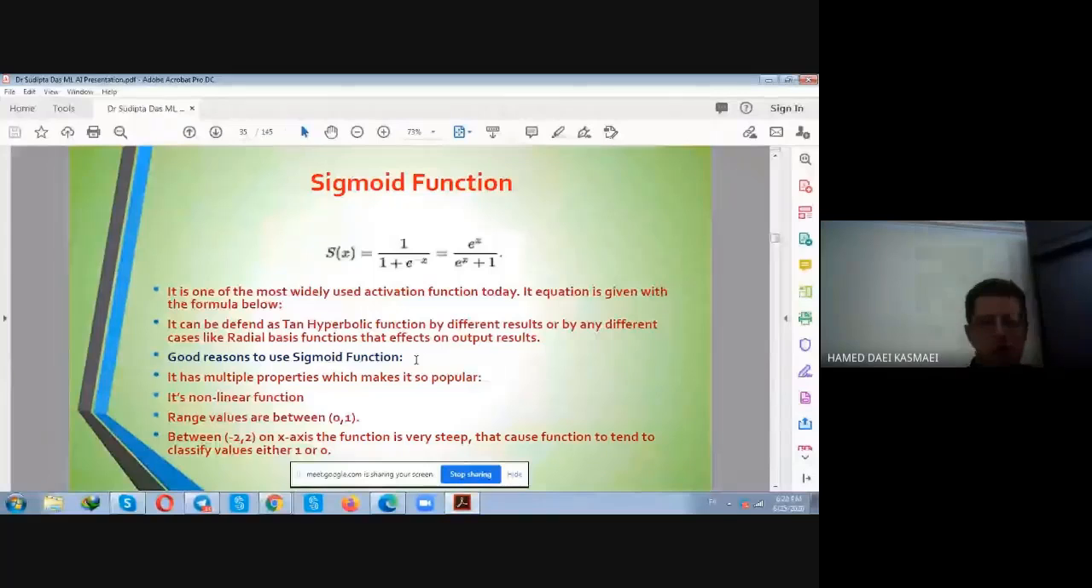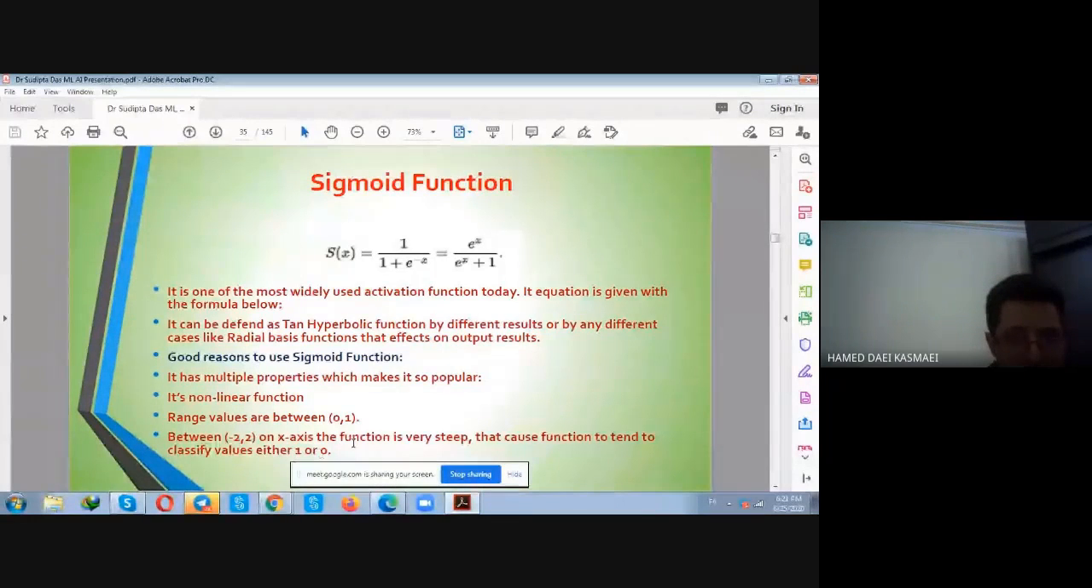These are very important, the reasons. One, it has multiple properties which make it so popular. It's a nonlinear function. The range of values is between 0 and 1. That makes computations much easier. And between -2 and 2 on the x-axis, the function is very steep. So it has a steepness that causes the function to tend to classify values as either 0 or 1.